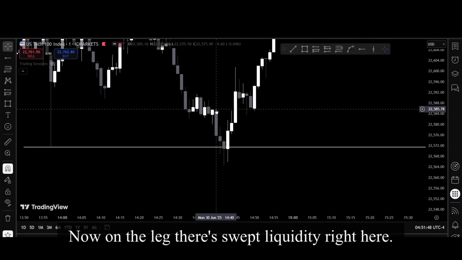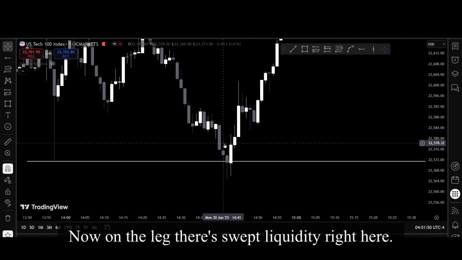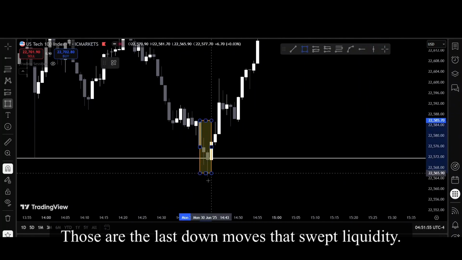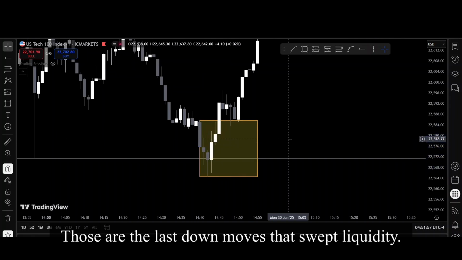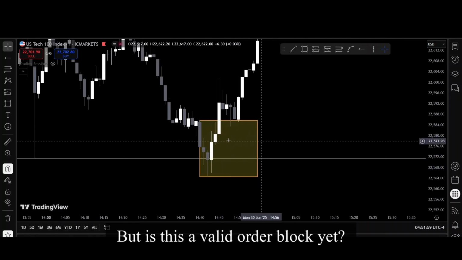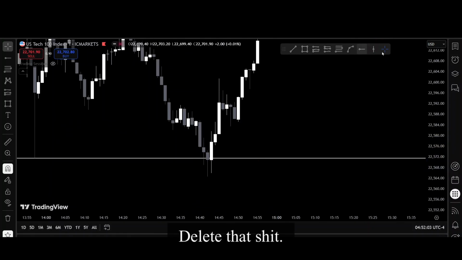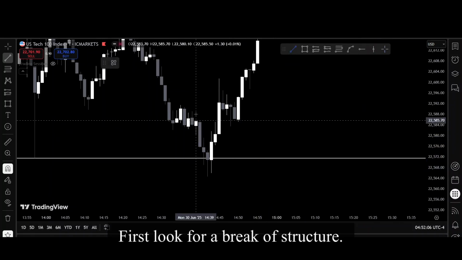Now, the leg that swept liquidity, right here. These 3 black candles, those are down candles. Those are the last down moves that swept liquidity. But is this a valid order block yet? Just because we had these 3 candles? No. Delete that. First, look for a break of structure.